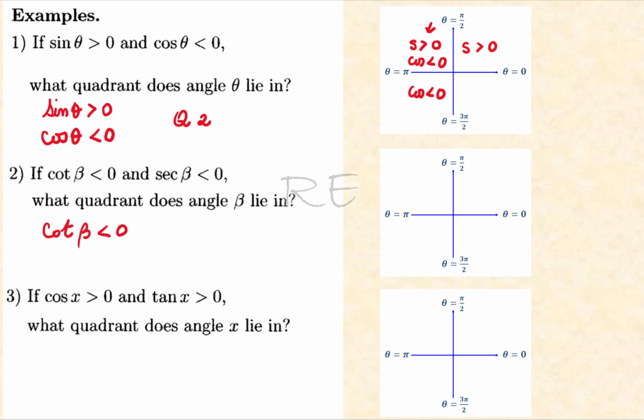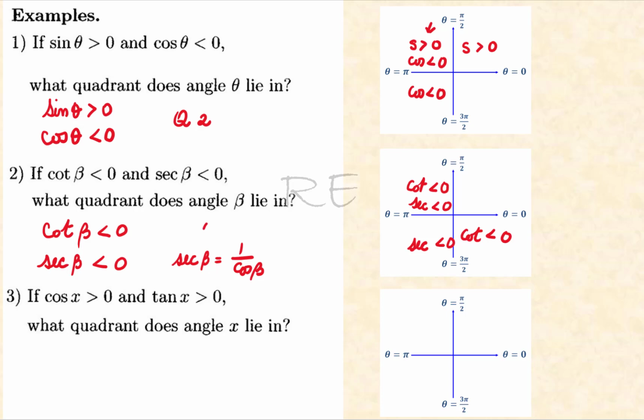Cotangent is negative in the second and in the third quadrant. Remember, cotangent is cosine over sine. Secant, which is 1 over cosine, is negative in the second and in the third quadrant. Now, cotangent is negative and secant is negative in the second quadrant.